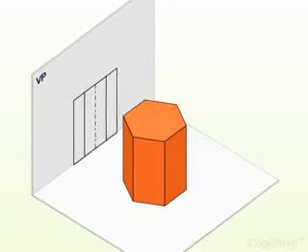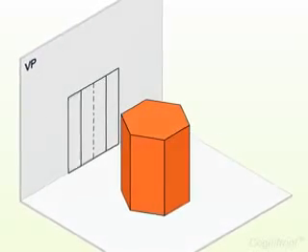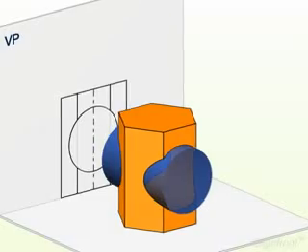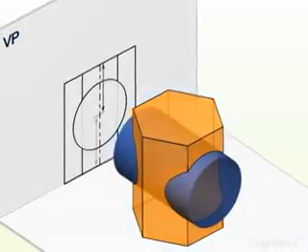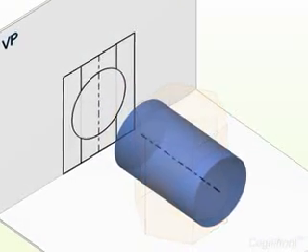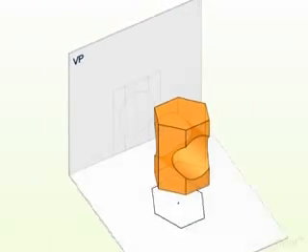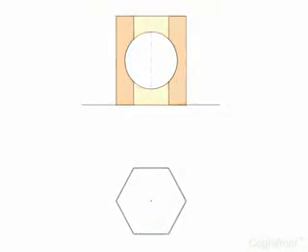Now let's develop the surface of a hexagonal prism resting on HP. A circular hole is drilled completely through the prism, bisecting the axis of the prism. The axis of the hole is perpendicular to the VP. First, draw its orthogonal view.